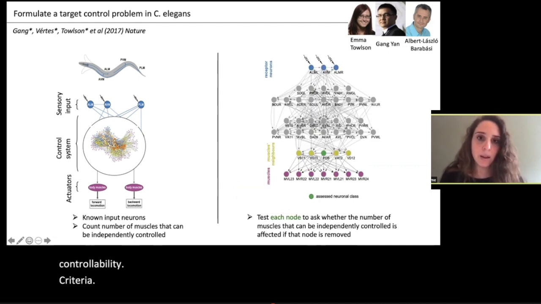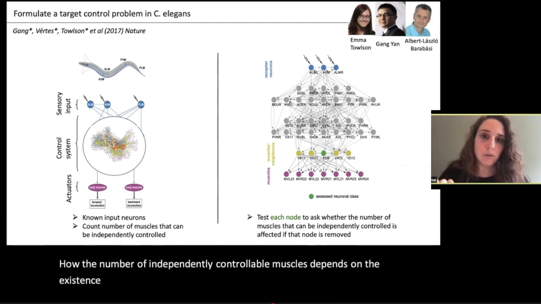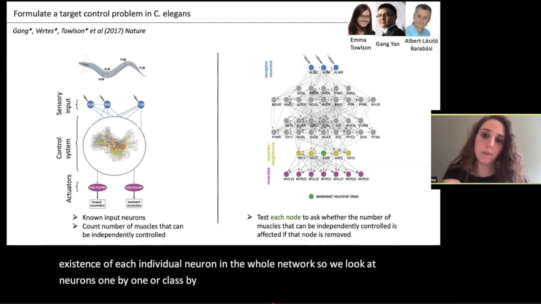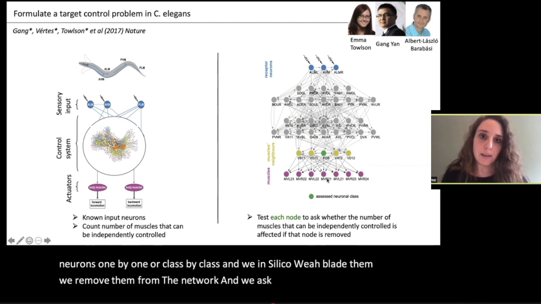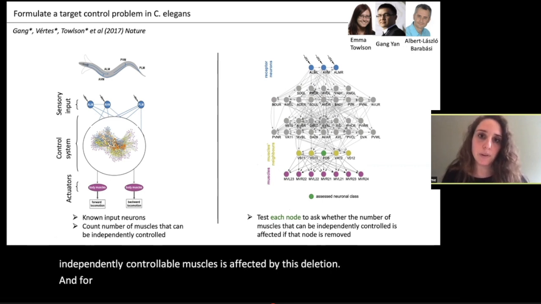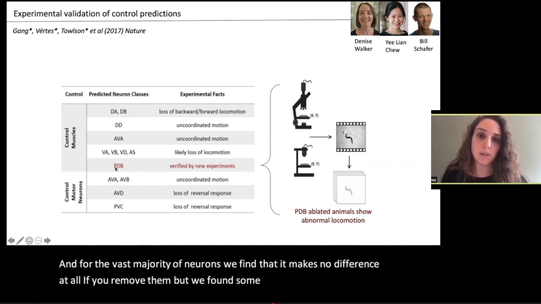So using this setup, we can then ask how the number of independently controllable muscles depends on the existence of each individual neuron in the whole network. So we look at neurons one by one or class by class, and we, in silico, ablate them, remove them from the network, and we ask whether the number of independently controllable muscles is affected by this deletion. And for the vast majority of neurons, we find that it makes no difference at all if you remove them. But we found some neuronal classes which did affect muscular control, and the number of controllable muscles was decreased.